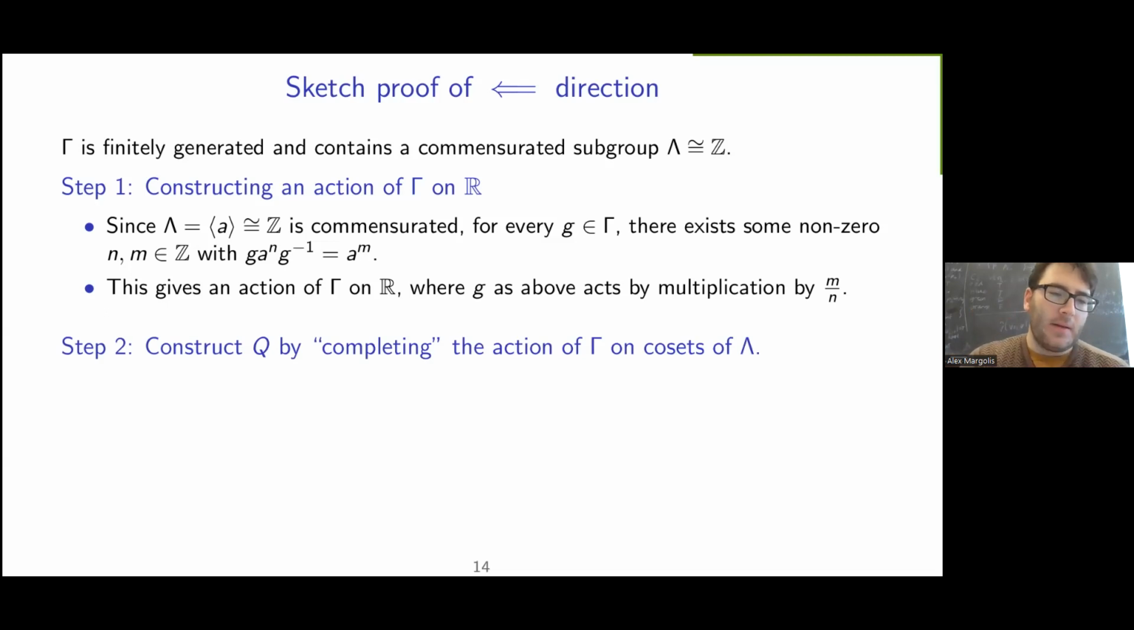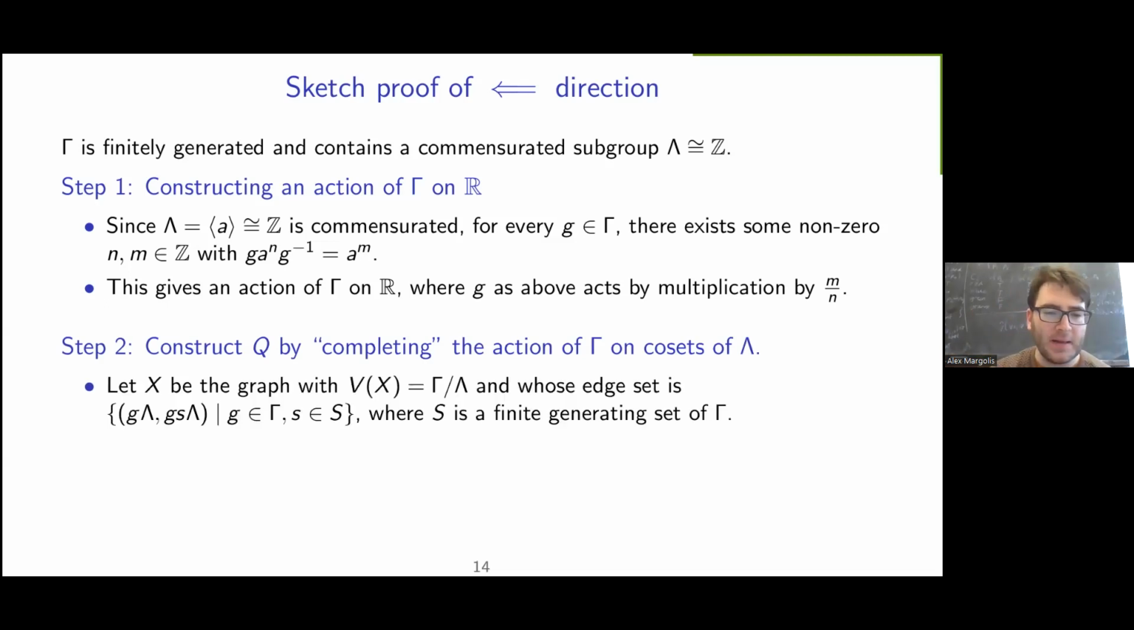And the second step is to construct this group Q by, in some sense, completing the action of gamma on the cosets of lambda. So how does this work? We can build a graph X where the vertices are the left cosets of lambda, and we connect two cosets by an edge if they differ by a generator in the following sense: G lambda is connected to G S lambda by an edge, where S is any finite generating set of gamma. And you can do this for any subgroup.